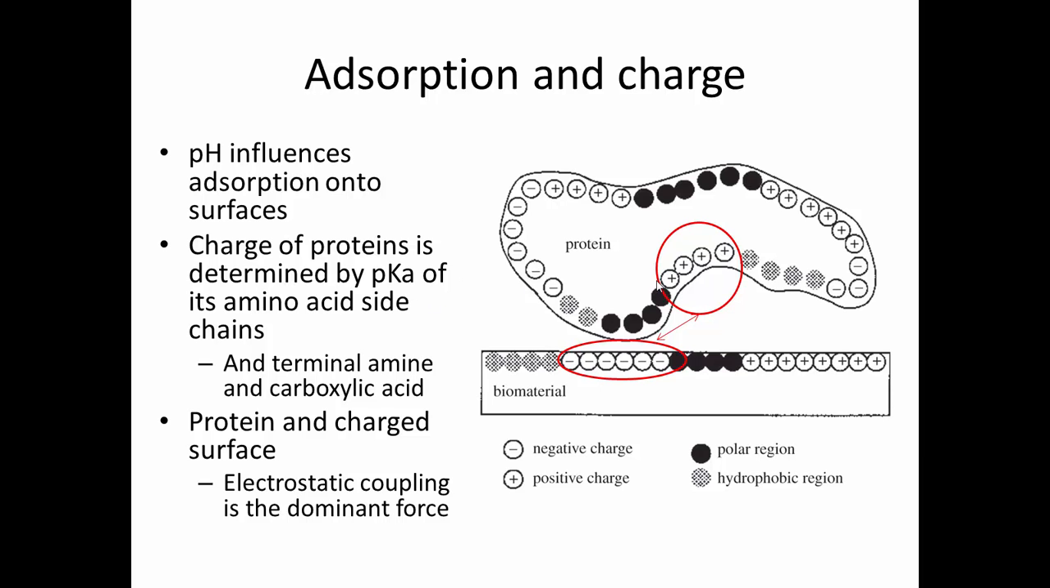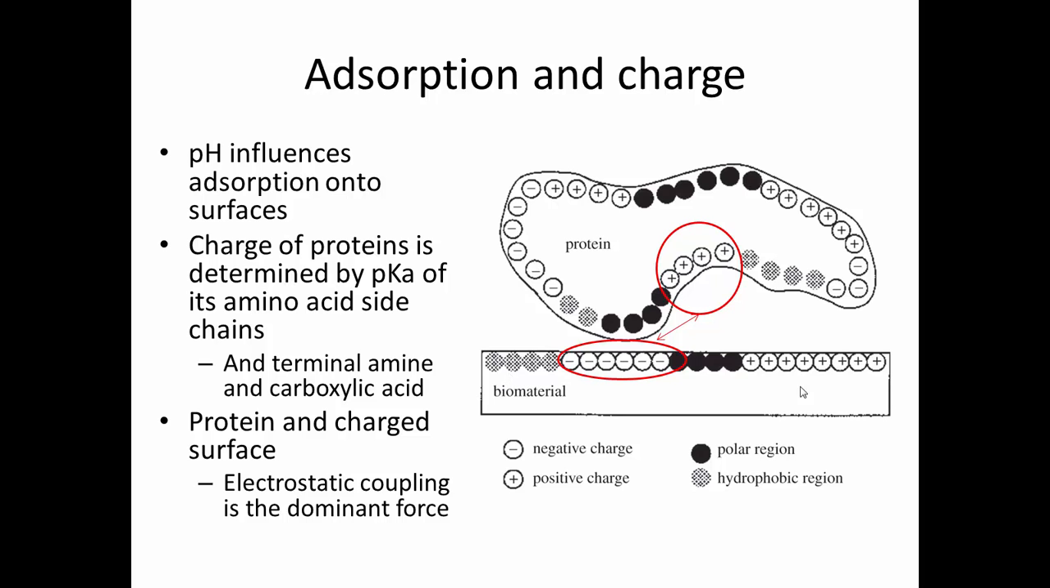And if it's ionic bonding, we need to consider charge. So pH is going to influence adsorption of charged material onto charged surfaces. And again, this is because of the pKa and the pKb that we talked about earlier, when I saw you in lecture. So the charge of the protein is determined by the pKa of all its side chains, and also the terminal amine, the N-terminus, and the terminal carboxylic acid. So we can get a charged protein here at physiological pH.